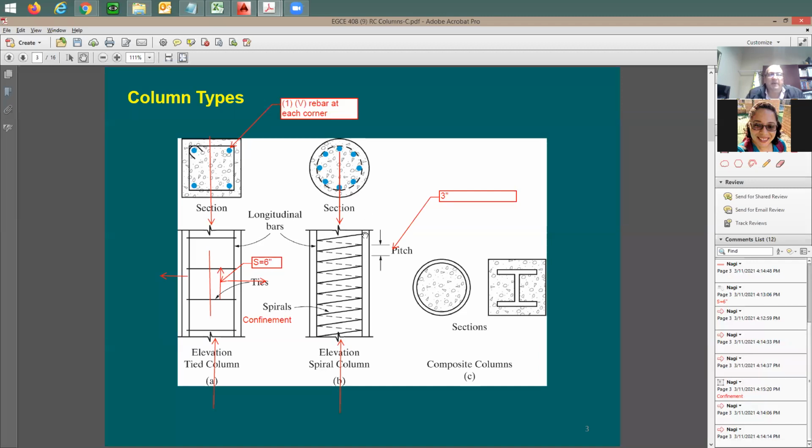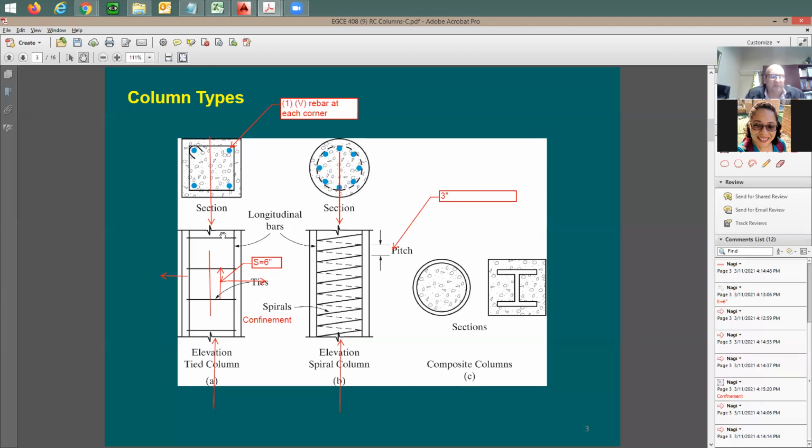Now, is it possible to have a round column with just ties, with no spiral? Can you build something like this? Is it code recognized? I'm going to say yes. So a tied column does not necessarily have to be square or rectangular in shape. It can also be a round column, but with ties. But in this case, you're not going to see the spiral coming up and down like this, and the spacing is going to be very similar to this.